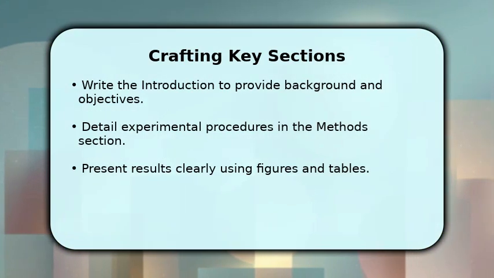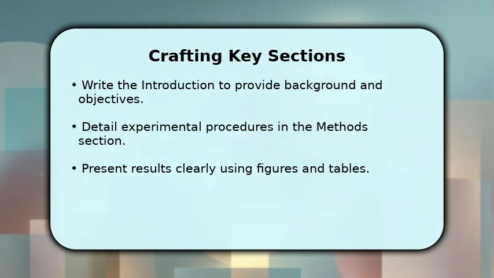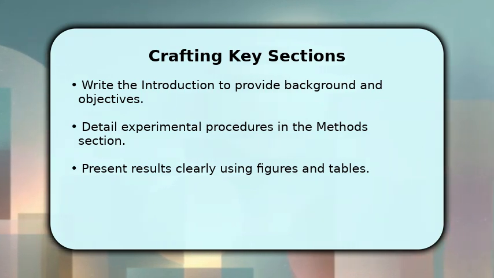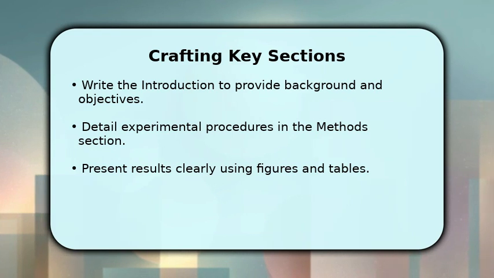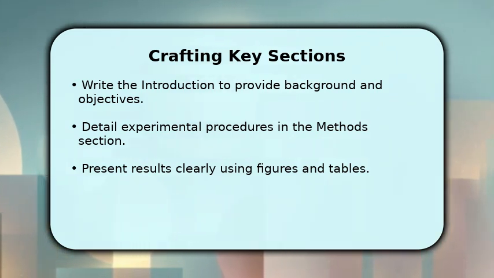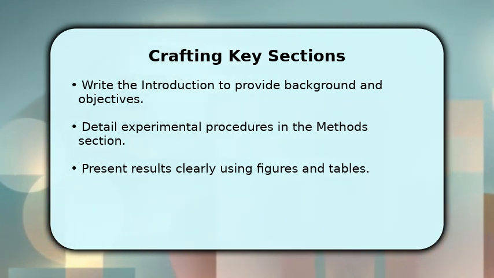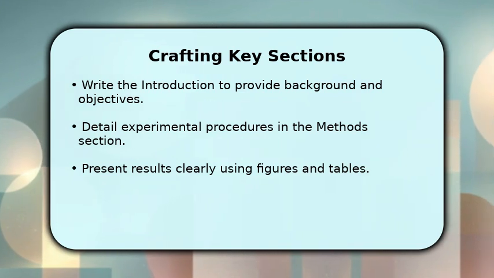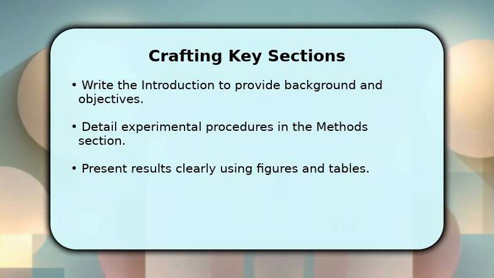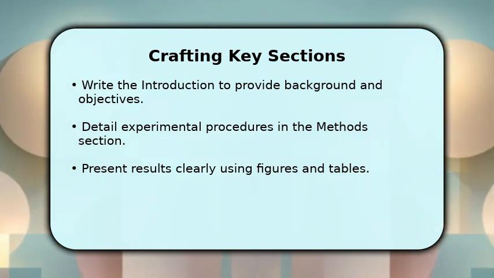Now, let's move to drafting the core sections of your paper. Start with the introduction, providing essential background and clearly stating your research objectives. Then, meticulously detail your experimental procedures in the methods section, ensuring reproducibility. Present your findings in the results section, using clear figures and tables to illustrate your data effectively. Remember, precision and clarity are paramount here.